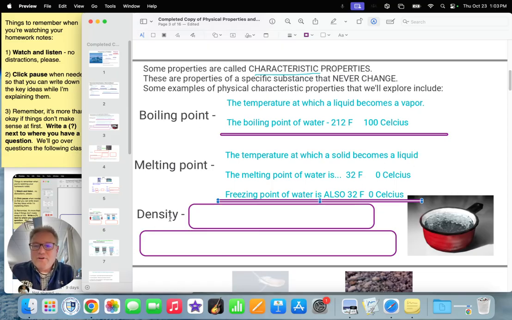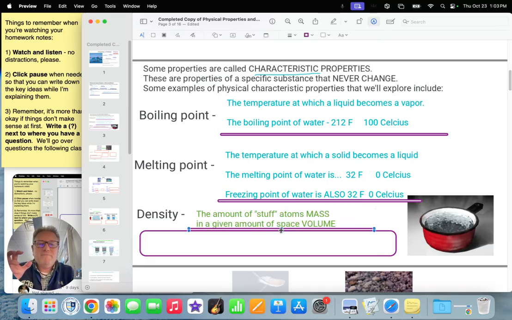And finally, and we're going to be looking at these a lot, by the way, throughout this unit, another characteristic property, very specific, is density. And density is the amount of stuff. How many atoms can you put in a certain amount of space? The amount of stuff is the mass. We can measure that with a scale. That's how many atoms there are.